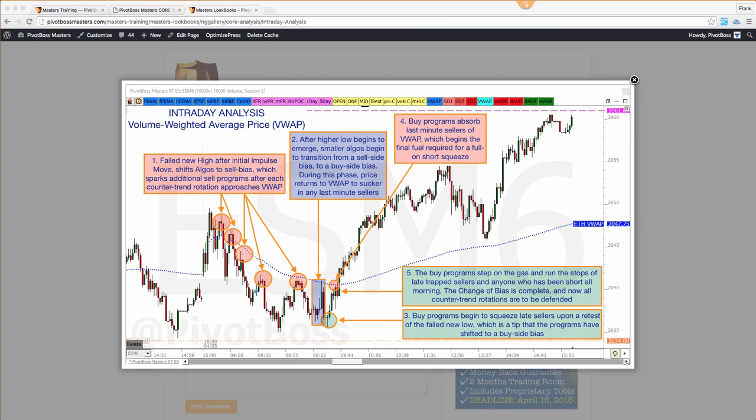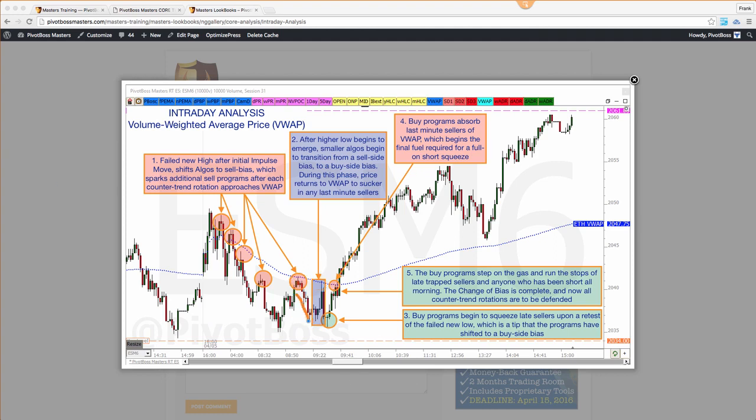And basically what happens is, after this higher low or lower high right here, price finds new lows, pulls back to VWAP and is defended, and then right here it fails to make a new low below that previous low. This is where the change of bias starts to occur, because once the programs see that that's a failed new low, there's almost immediately a quick run back up to sucker in last minute sellers, because these sellers right here got in, and you can see how price moved away.